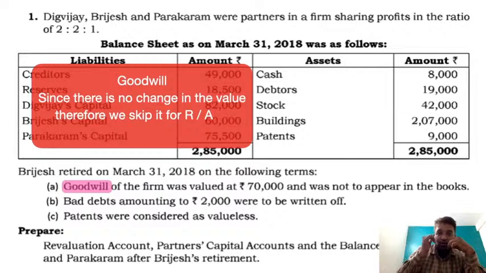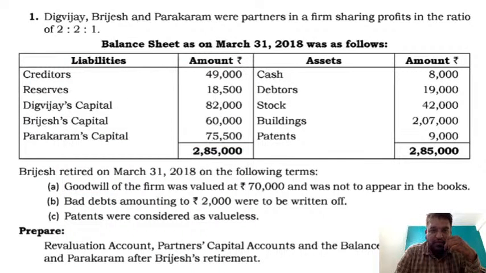Now first of all, what I would suggest is go into the adjustments and go line by line. The first line says goodwill of the firm was valued at 70,000 and was not to appear in the books. Goodwill is not a revaluation item, it's a partners capital account item, so we've just skipped that. Then we have to go to the next entry.